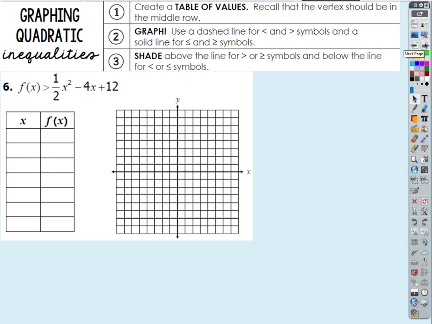Okay, good. So the boundary is still going to be dashed, just like before. Only this time it's not going to be a line. It's going to be a parabola. So I'm going to have this dashed parabola. And if I'm graphing f of x or y is greater than the parabola, I'm just going to shade everything above the parabolic boundary. So it's going to be a weird looking region, but it works the same way.